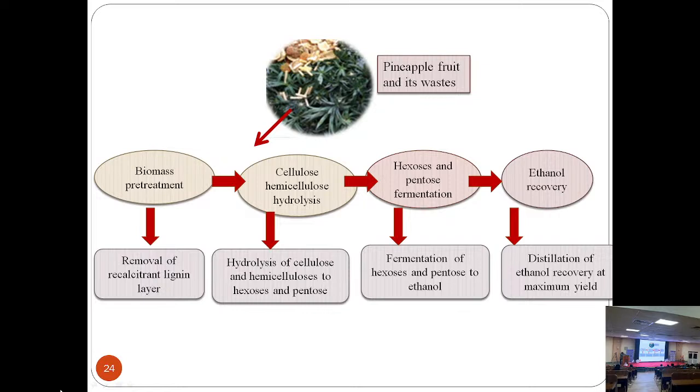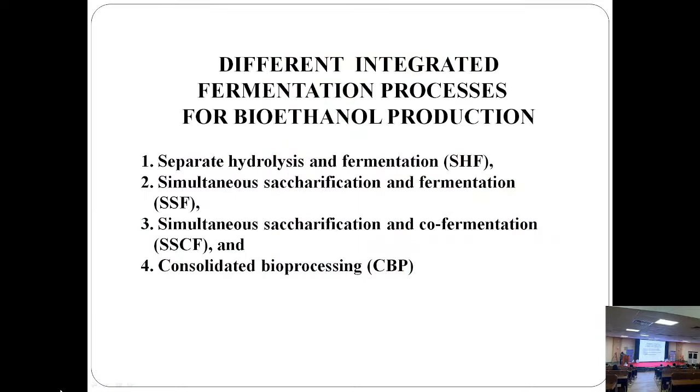In step 3, there are two types of fermentation. One is hexose fermentation, called C6 fermentation, and the other is C5 fermentation. From the C6 and C5 fermentation, lastly we get the production of bioethanol.